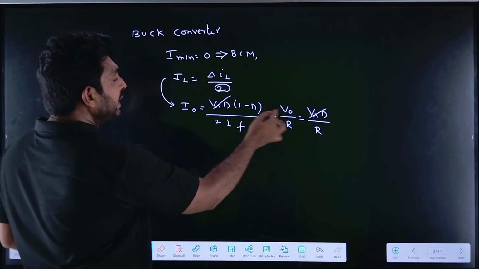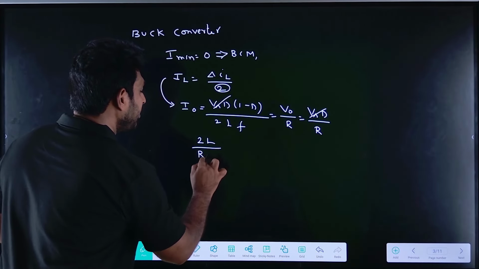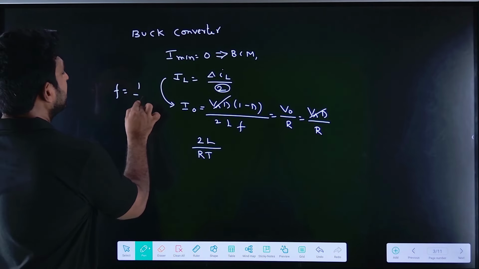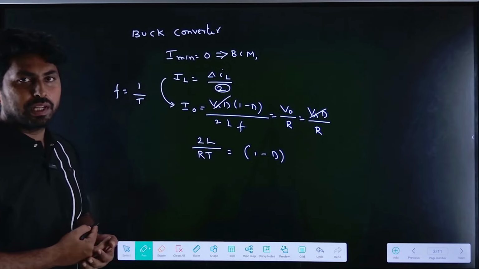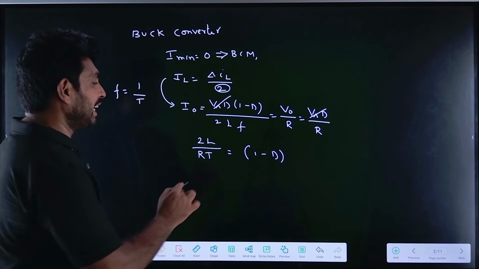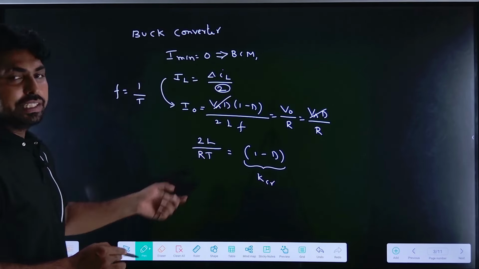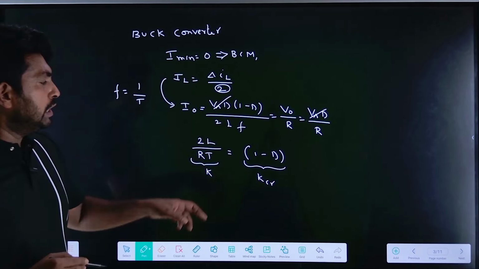Now if I write the expression, 2L by RT equal to, replacing F with T, F equal to 1 by T, 2L by RT equal to 1 minus D. Let me call this constant K critical. So if 2L by RT equal to 1 minus D, it is operating in the boundary conduction. It will operate in the boundary conduction.